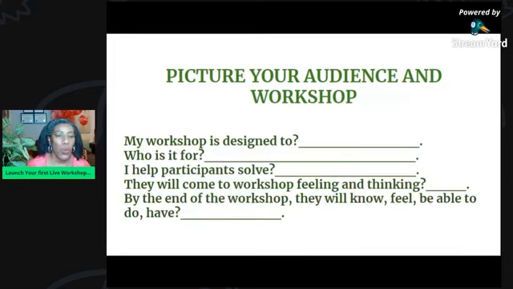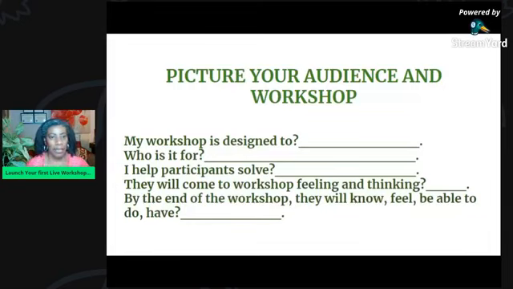Okay, who are your clients? Who is my workshop designed to help, benefit, or profit? Okay, who is it for? I help participants solve what? What type of situations does this workshop help them to solve?